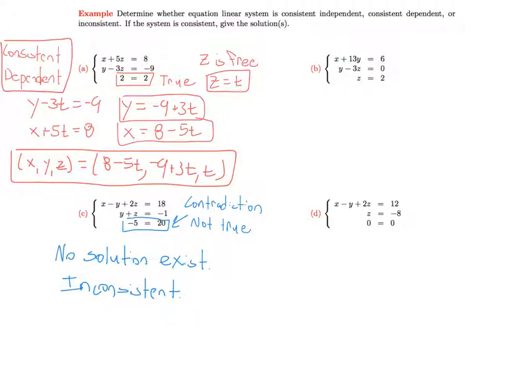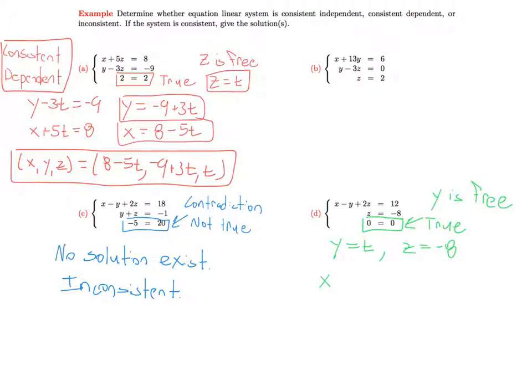And part D has a similar structure in that the last equation doesn't have any variables in it, but it's true that 0 equals 0. So in this case, we see that y is free. So we can parameterize y with t. We see that z has to be minus 8. That comes from equation 2. So this we can use to figure out what x needs to be.